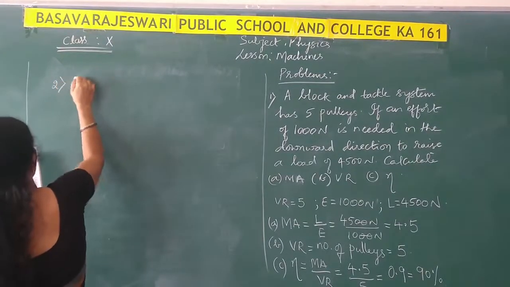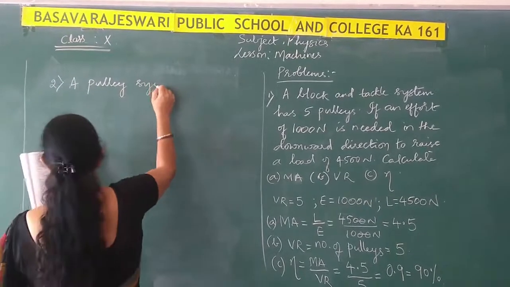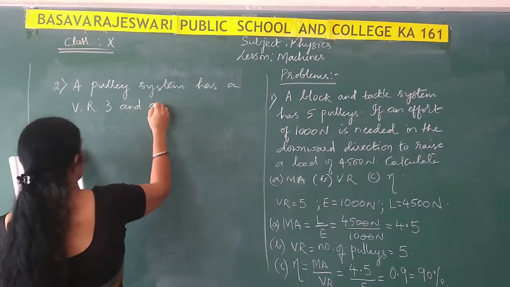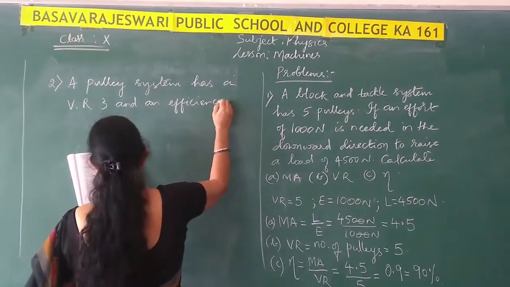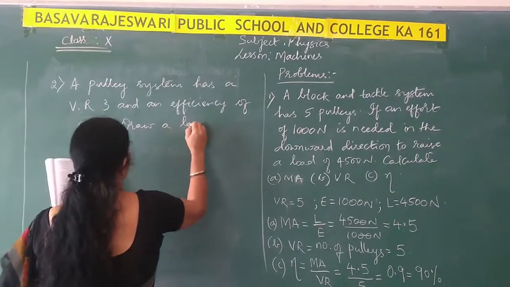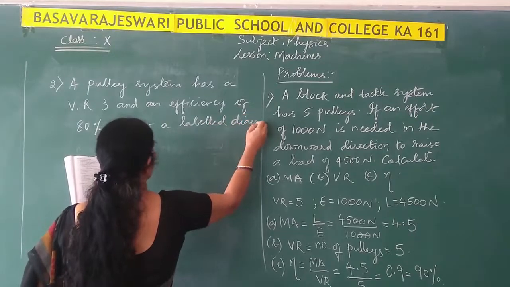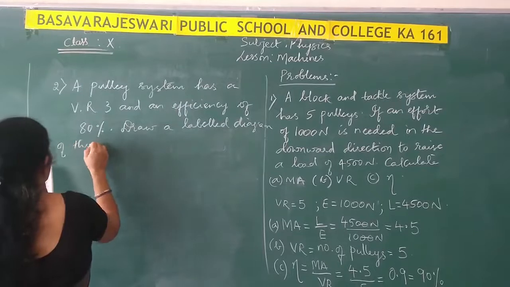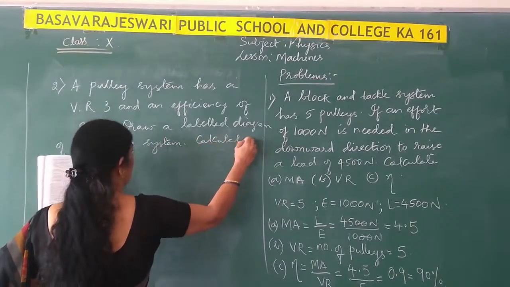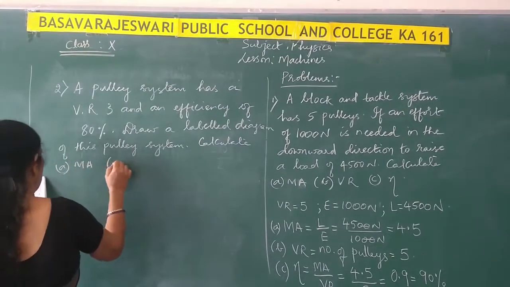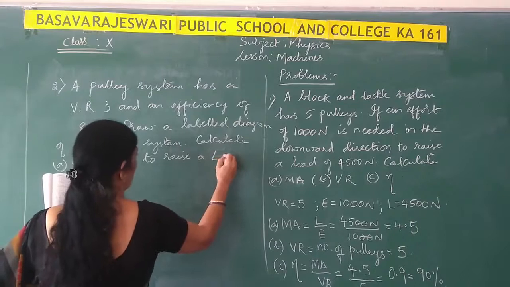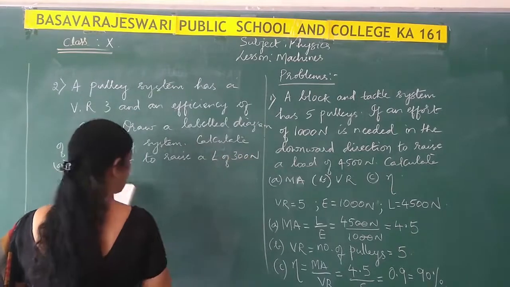Next problem. A pulley system has a velocity ratio 3 and an efficiency of 80%. Draw a labeled diagram of this pulley system. Next, calculate mechanical advantage, and then effort required to raise a load of 300 Newton. Okay. So this is the problem.